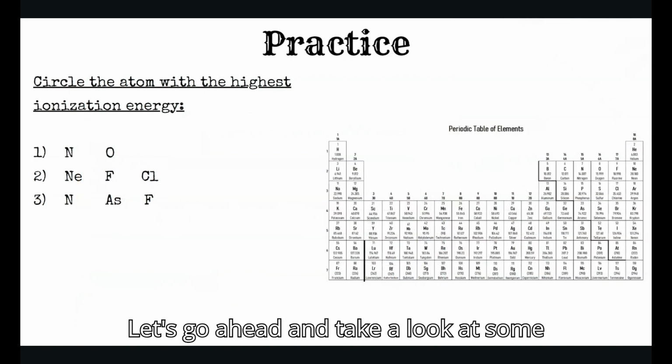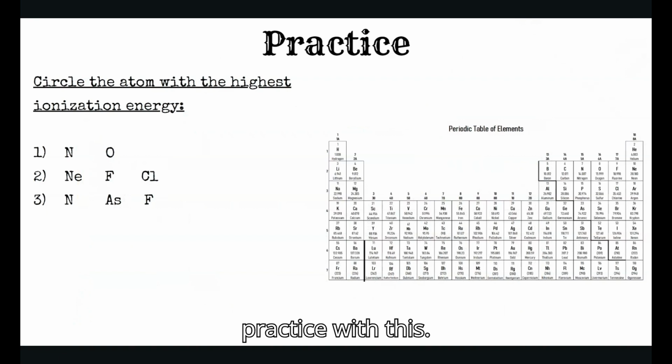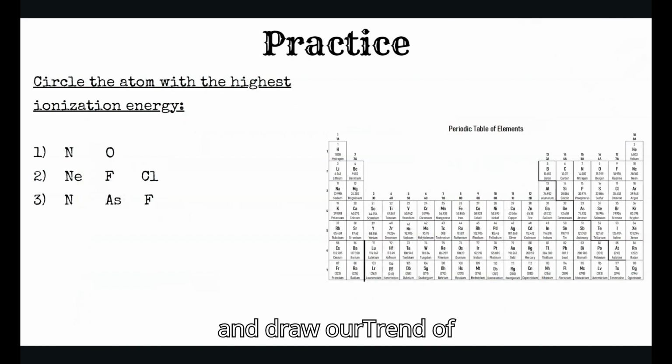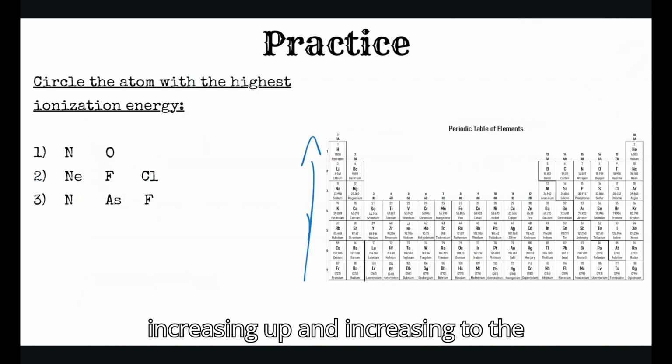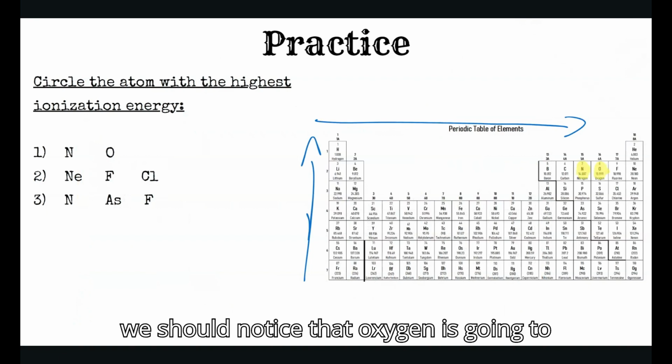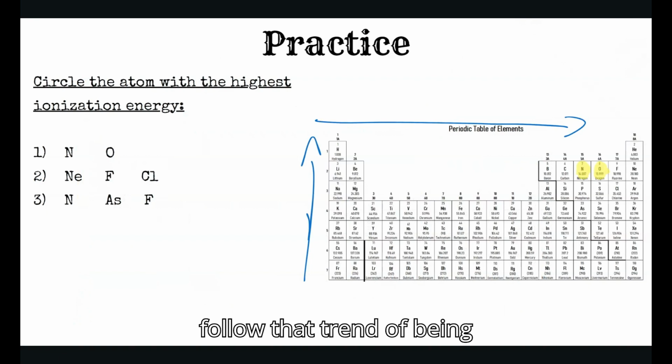Let's go ahead and take a look at some practice with this. First thing, let's draw our trend of increasing up and increasing to the right. If we take a look at nitrogen and oxygen, we should notice that oxygen is going to follow that trend of having the highest ionization energy required. So oxygen will be the answer.